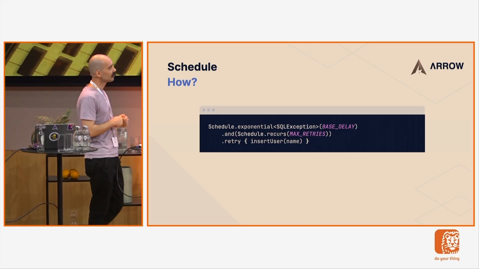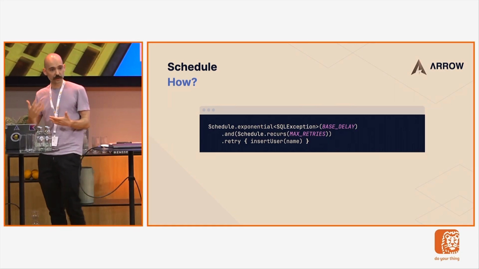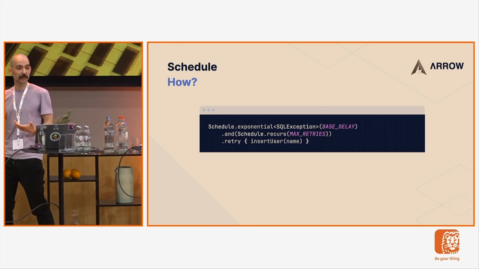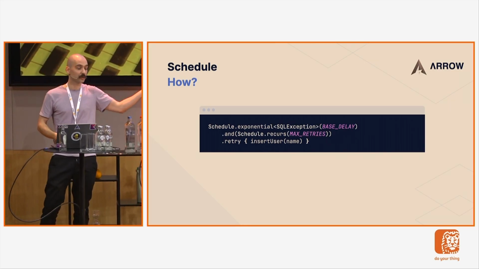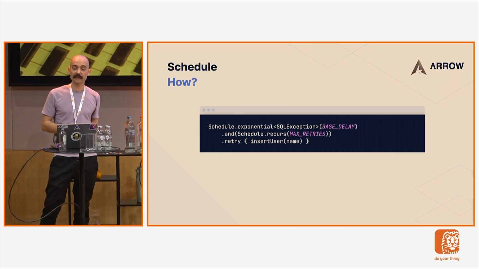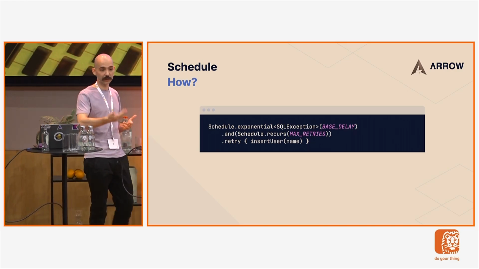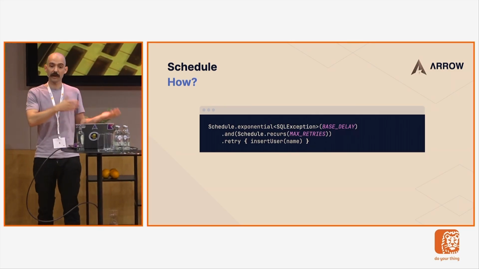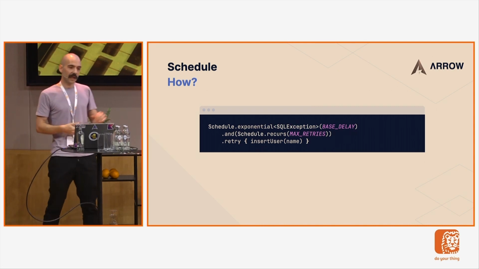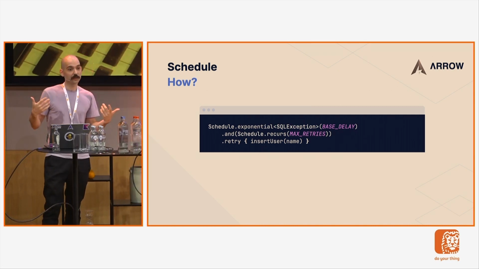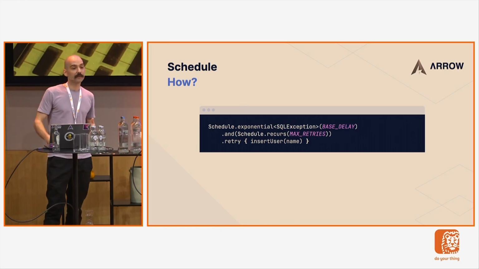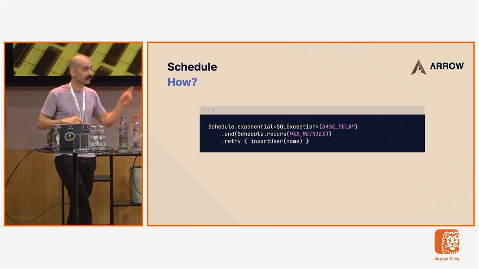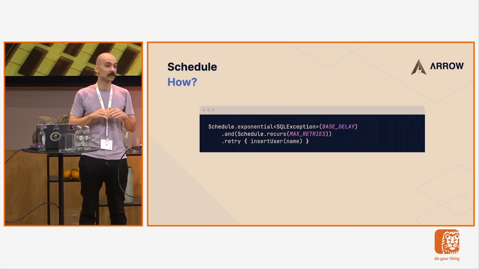So Arrow resilience has a Schedule type that allows you to describe what the schedule needs to behave like. And in this case, we construct the same schedule as on the previous slide. So we have an exponential schedule with a base delay, and it needs to recurse for a max amount of retries. And then we are going to retry our insert user function. What is interesting here is this is the insert user function from before. If it raises the user exists error, it will not be retried, right? So here it will only be retried for SQL exceptions.